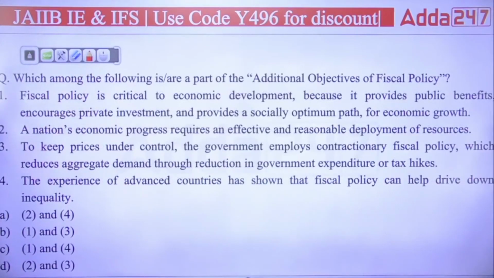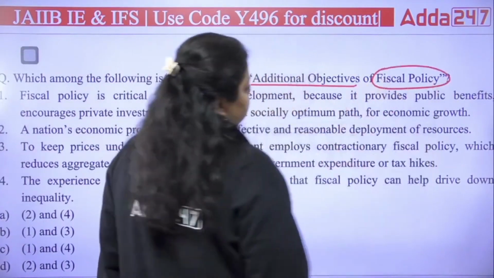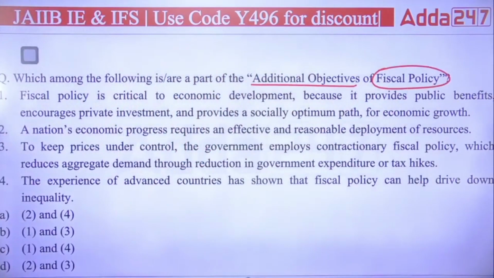Next we have, which among the following are part of the additional objective of fiscal policy? So fiscal policy created by the Government of India, which of the following is the additional objective of fiscal policy? A, B, C or D? So first is saying fiscal policy is critical to economic development because it provides public benefit, encourages private investment, and provides a socially optimum path for economic growth. This is not an additional objective. This is the primary objective.